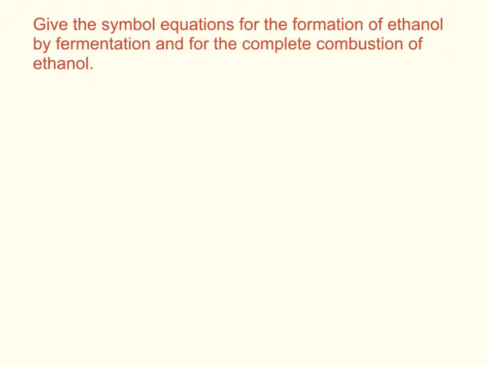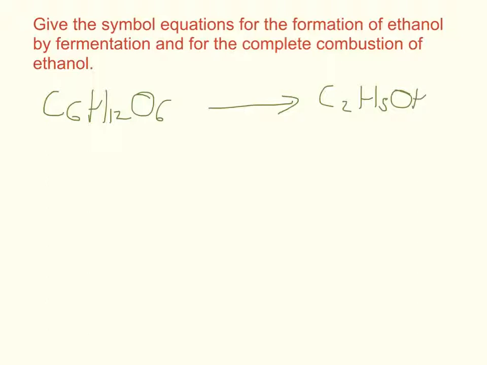So first of all, we're going to give it for the formation of ethanol by fermentation. For fermentation, we start off with glucose, which is C6H12O6. And that goes to C2H5OH, which of course is our old friend ethanol, plus CO2. And to balance it, you need two of those and two carbon dioxides.